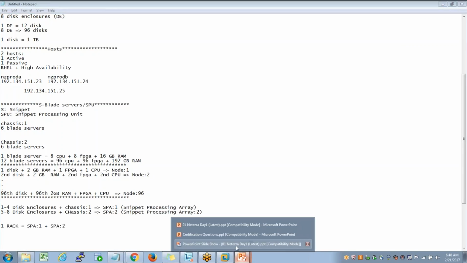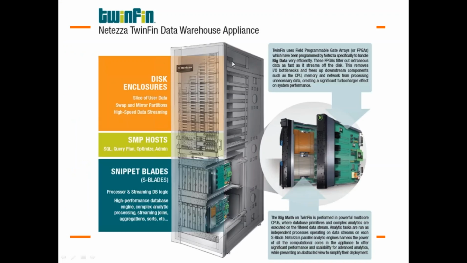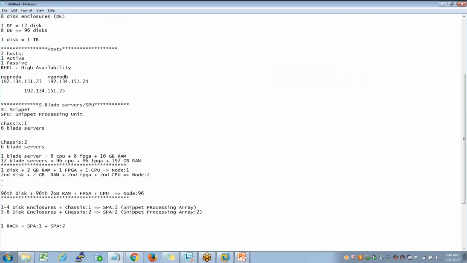So this whole combination, Netezza's Twin Fin system, is one rack. That means all the slots are full. At a high level I can simply say it is SPA 1 plus SPA 2. What is SPA? SPA is a combination of storage plus processing power. So 4 disk enclosures plus one chassis, that means 6 blade servers, is combined as SPA 1. This is from a hardware point of view.